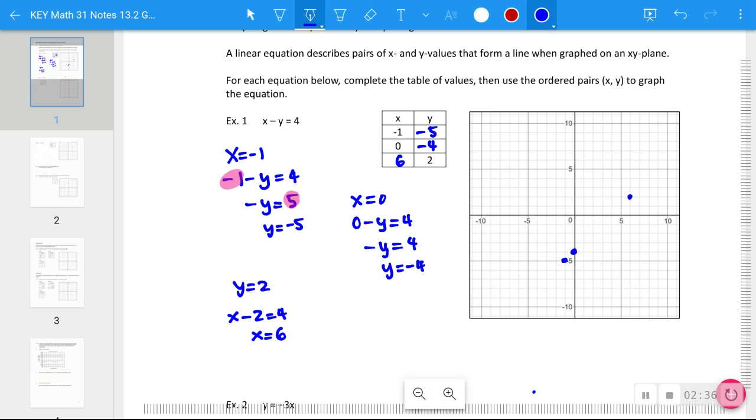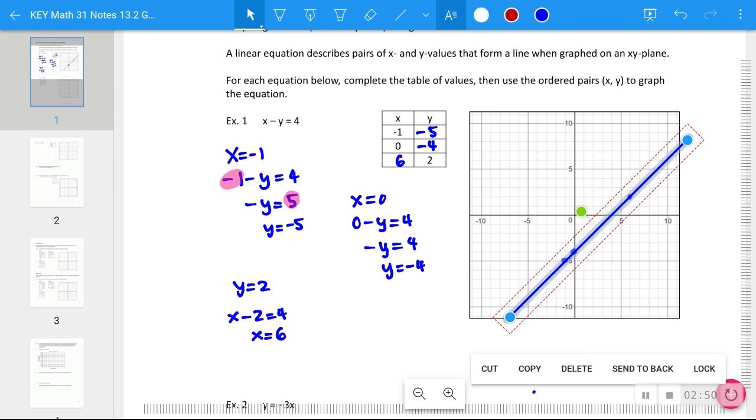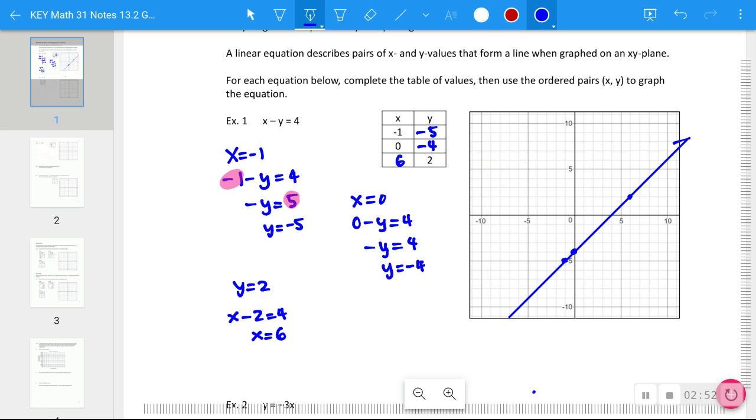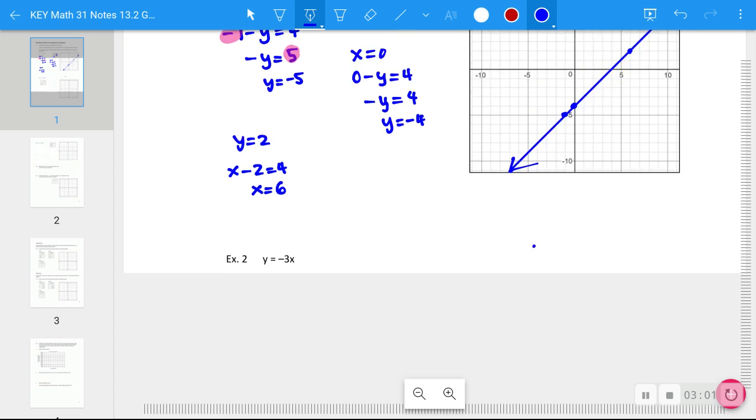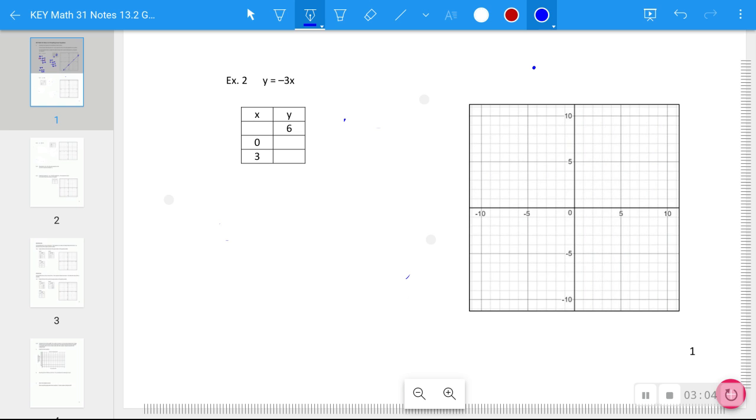And sure enough, these things line up pretty well here. And so I'll pull out my little ruler drawing tool and draw a line right through there. Hopefully I hit these pretty well here. And you finish it off by indicating that the line continues in the same direction forever by putting the arrowheads on the end. Okay, we'll move on. I'm going to do 3 or 4 examples here, and then I'll pick up on the next video.